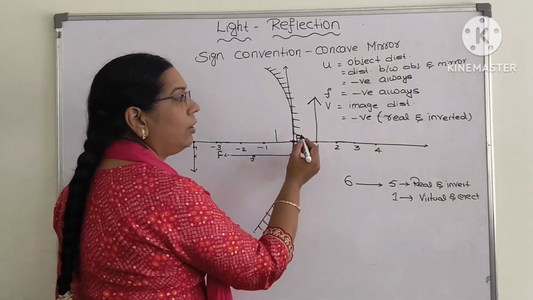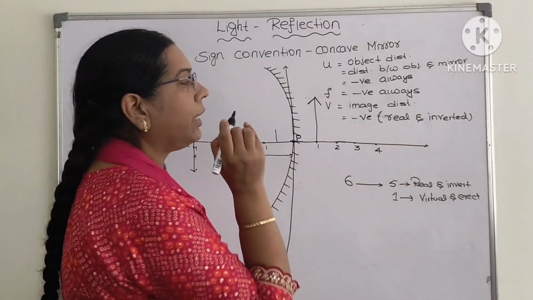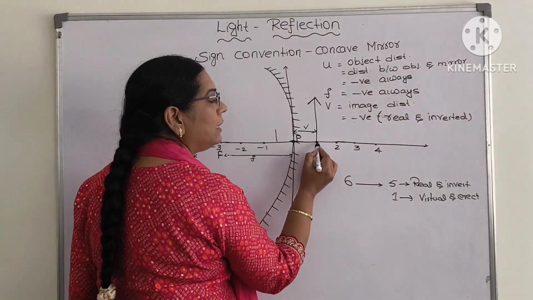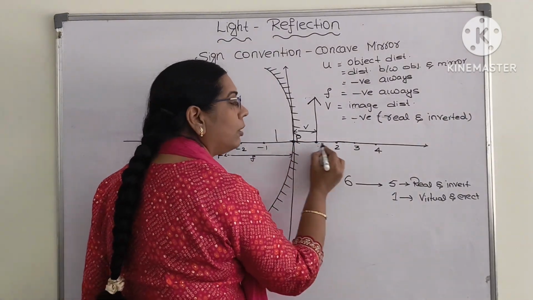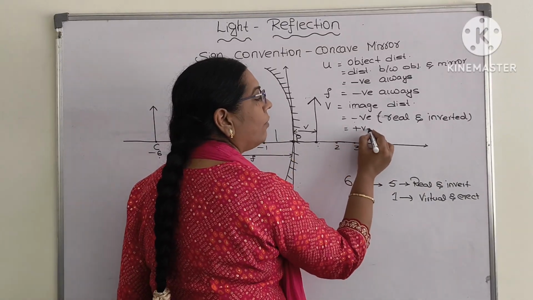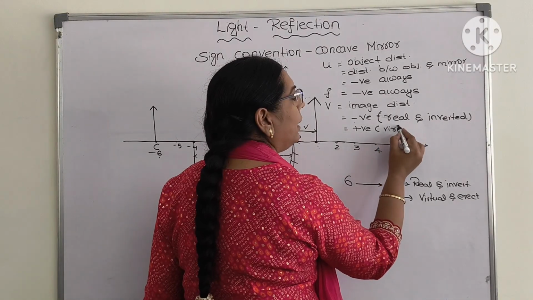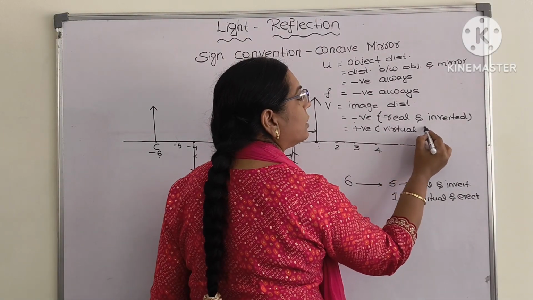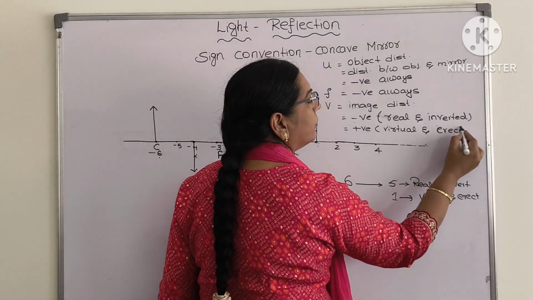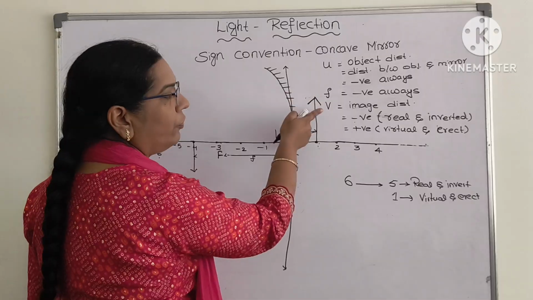At such a condition, what is V? V is the distance between the image and the mirror. So this will be called V, and since now the image is on the positive x-axis, the image distance will have a positive sign. So a virtual and erect image will have a positive sign for V. So we covered U, F, V.